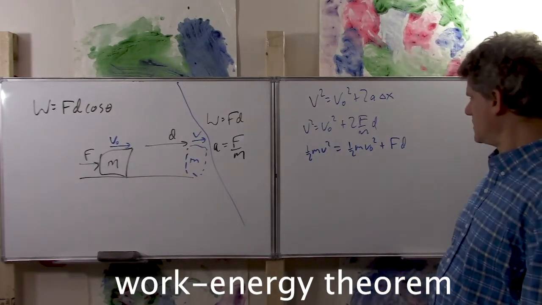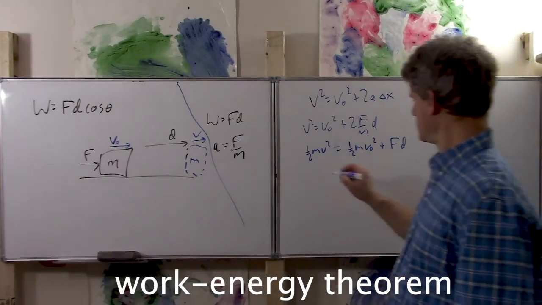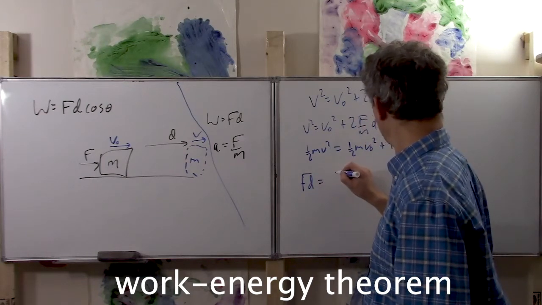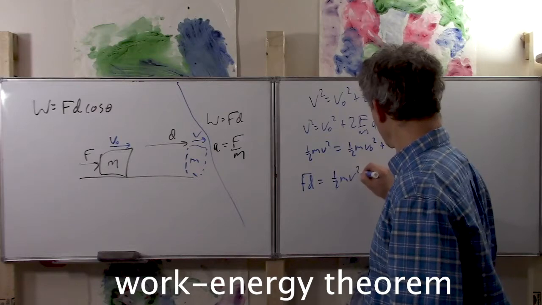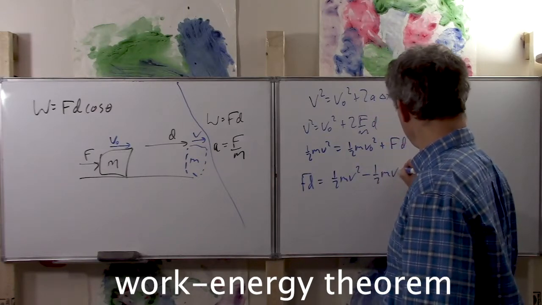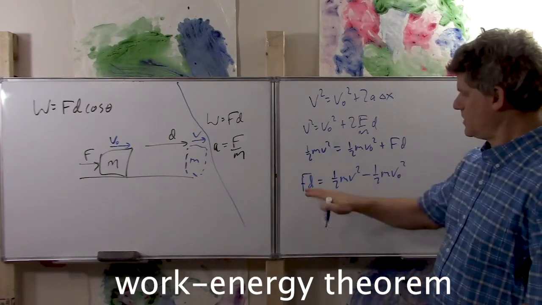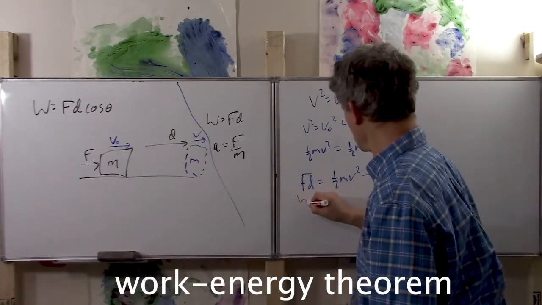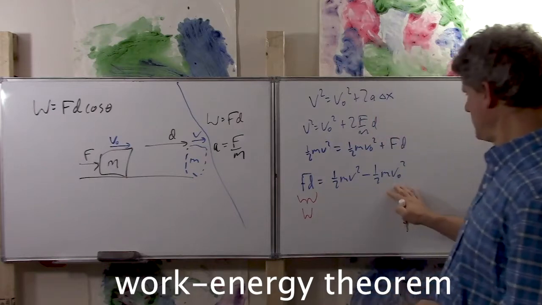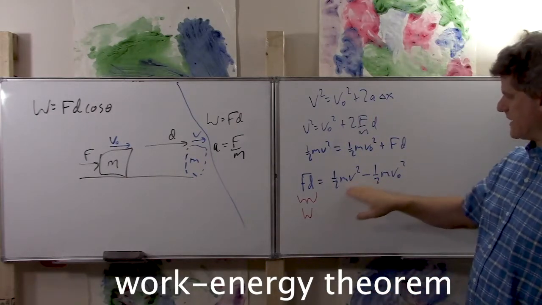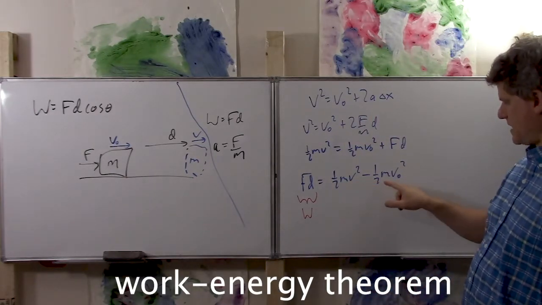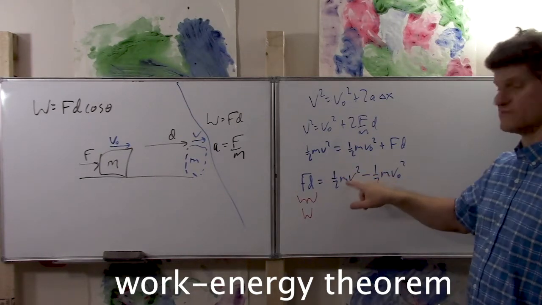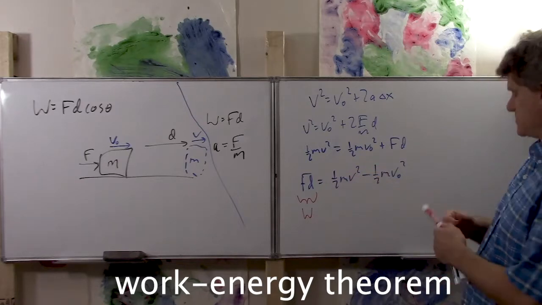And if I put Fd on its own, I'm going to get Fd equals 1/2 mv squared minus 1/2 mv0 squared. So notice that Fd is the work. So this is the work. And what's all this? So this right side is clearly a difference in quantities that all look the same. Like this is the quantity at the initial time, and this is whatever quantity that is at the final time. So it's helpful at this point to make a definition.